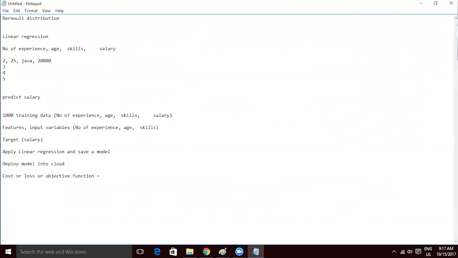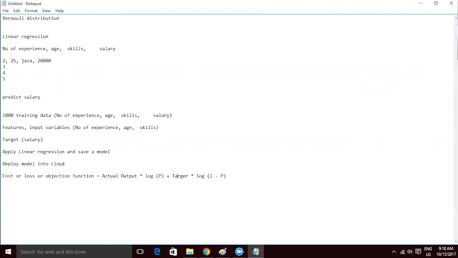So the objective function is basically x, the input, into log of... I'm sorry, this is basically y. So y is the target. So I can say target, actual output, into log of, one minus t. Okay, so let's not think about this formula.